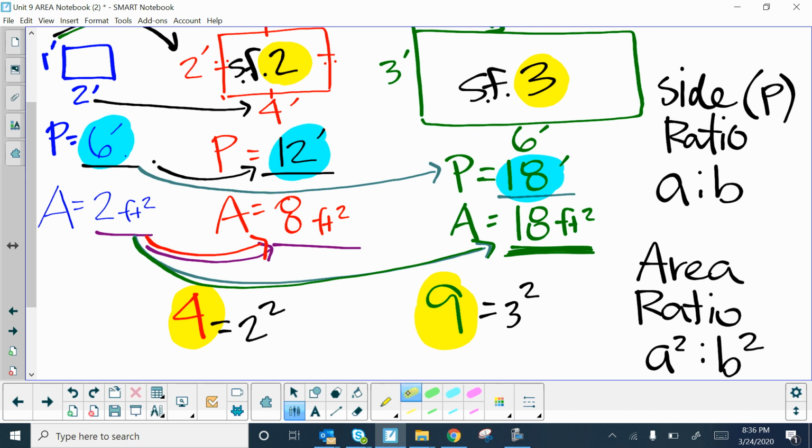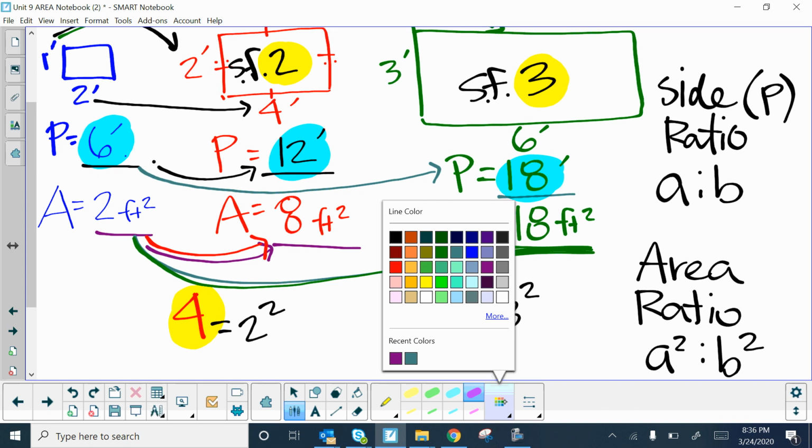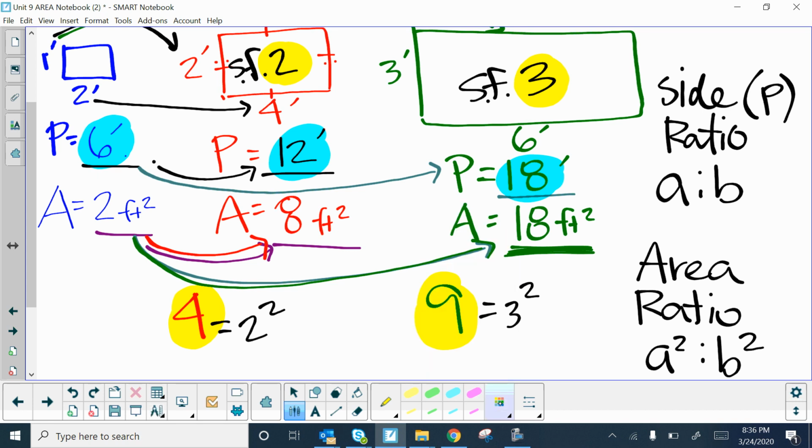The only thing that was different is the area. This was 2. It did not get 2 times bigger. It got 4 times bigger, or we will say 2 squared times bigger. And then over here, it went from 2 to 18. It did not get 3 times bigger. It got 3 squared times bigger.